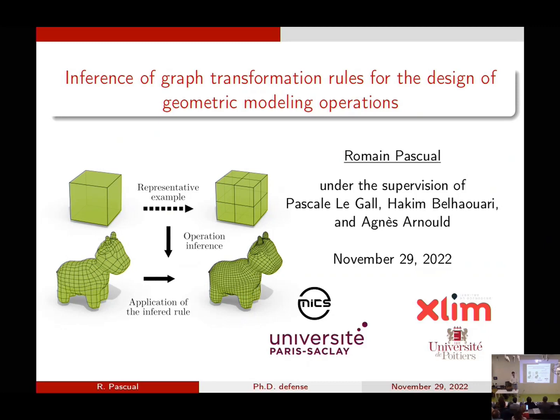Well, it's about inferring geometric modeling operations, and we will use graph transformation rules for that. I've worked here at Centrale Supélec under the supervision of Pascal Legal, and I've also had the pleasure to be co-supervised by Agnès Arnoux and Hakim Balaoui at Poitiers. So my thesis, it's about geometric modeling.